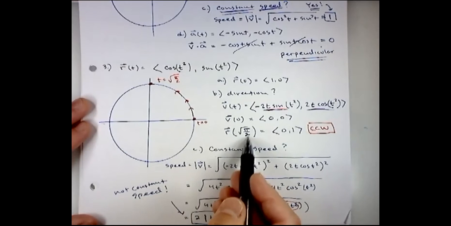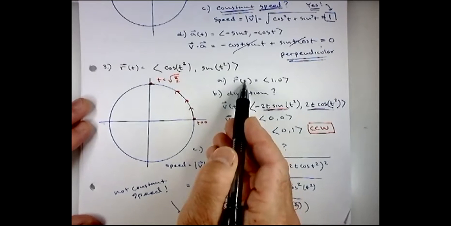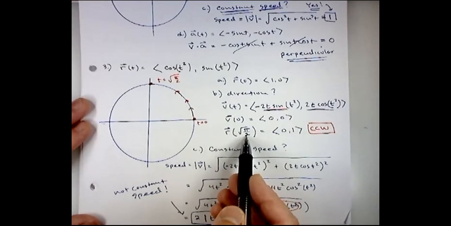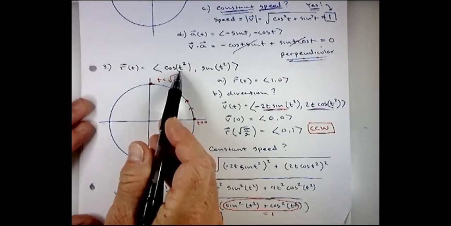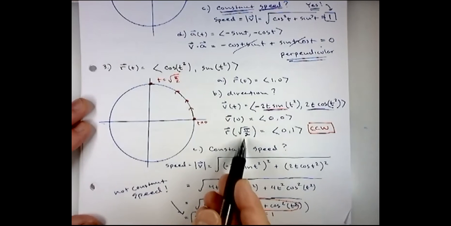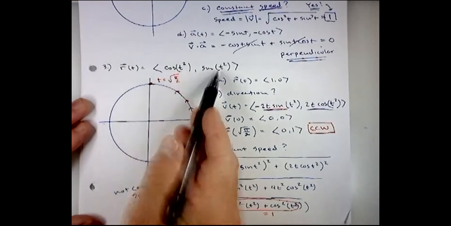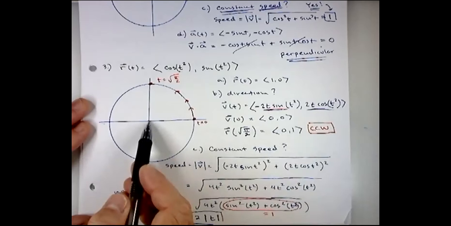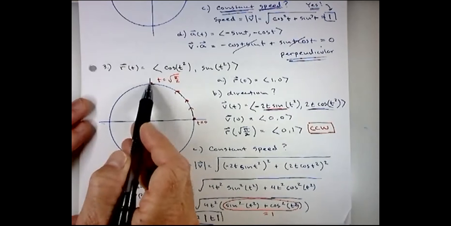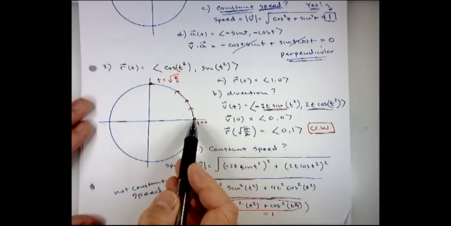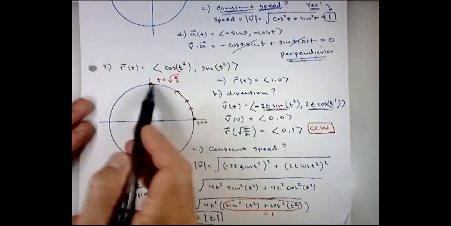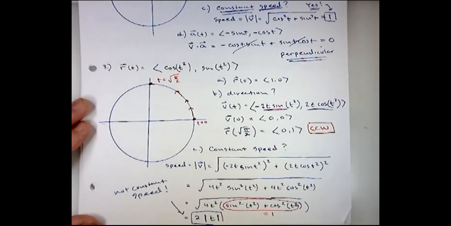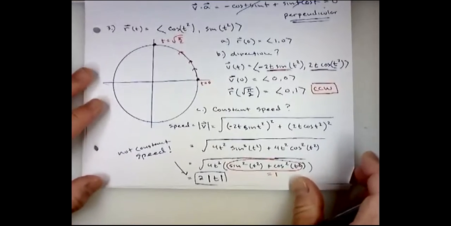Well, I could go back and plug in something bigger than 0. I chose the square root of pi over 2, thinking ahead that if I plug that in here, I'm going to square it. So if I plug in the square root of pi over 2, I get the vector 0, 1, which is up here. So if the particle was here when t is 0, and here when t was the square root of pi over 2, it makes sense that it's going counterclockwise. Now, is this thing moving at a constant speed?